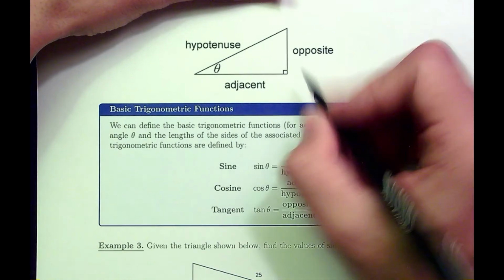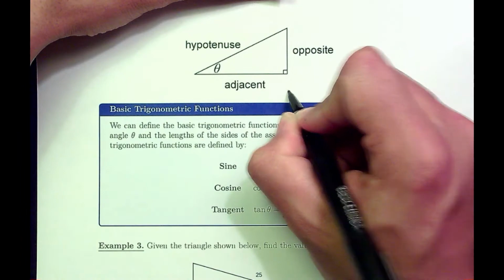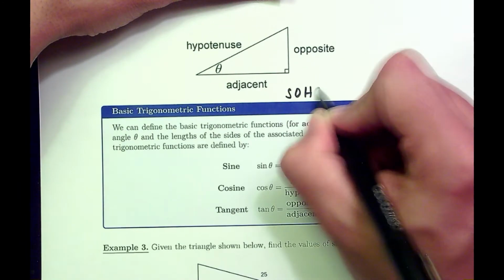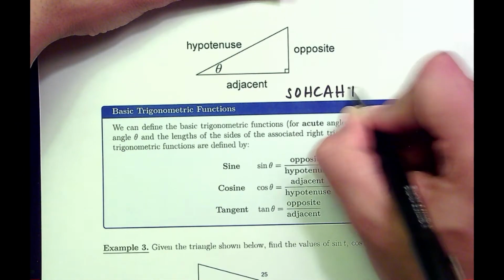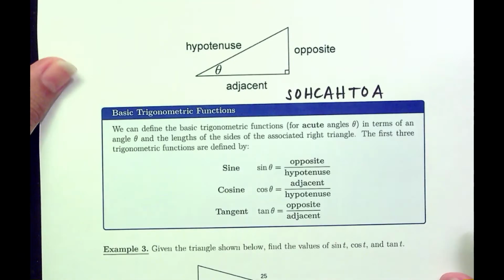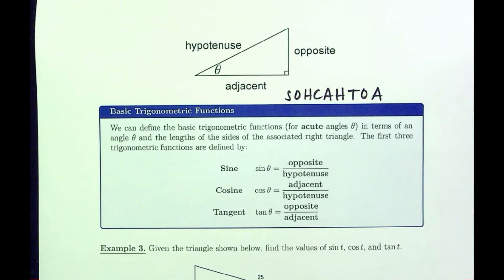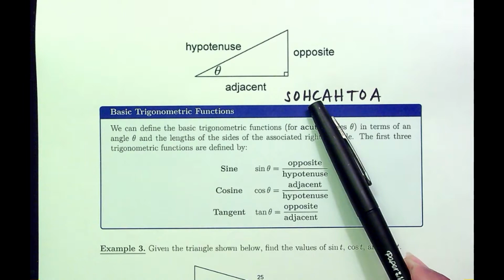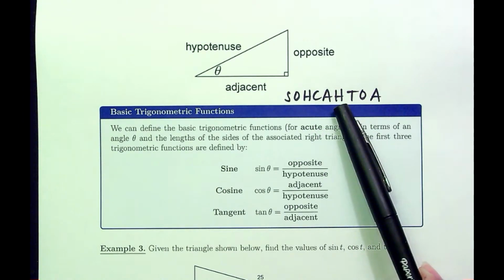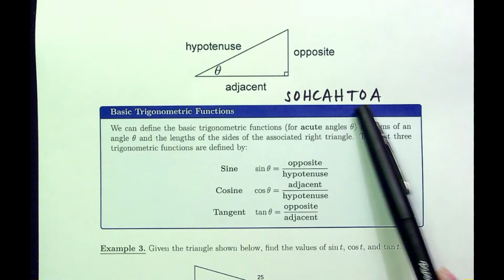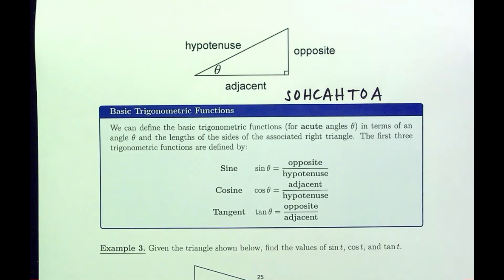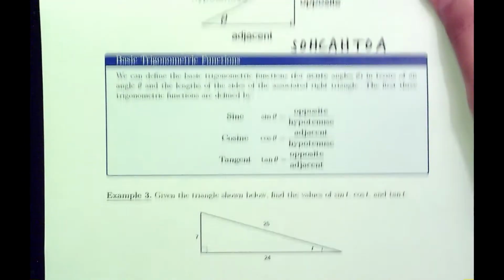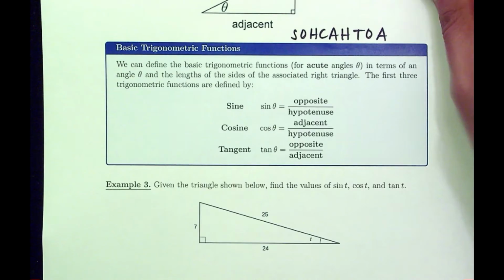There's a very nice mnemonic for remembering this, because this is something you have to memorize. It is the so-called word, SOHCAHTOA. So remember that made-up word, or acronym, SOHCAHTOA. That means sine equals opposite over hypotenuse, cosine is adjacent over hypotenuse, and tangent is opposite over adjacent. All right, with that, let's do the first example.